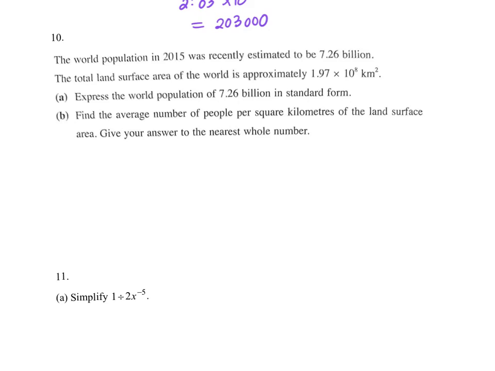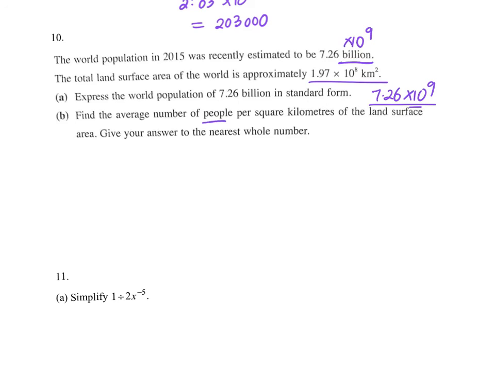Okay, question 10. The world population was estimated to be 7.26 billion. Billion is times 10 to the power of 9. The surface area is given with this estimate. Write this in standard form. Isn't this the answer? Yes, 7.26 times 10 to the power of 9. That's the answer, right?